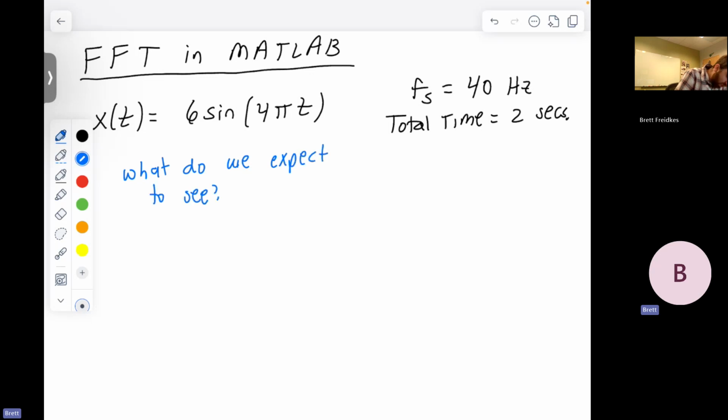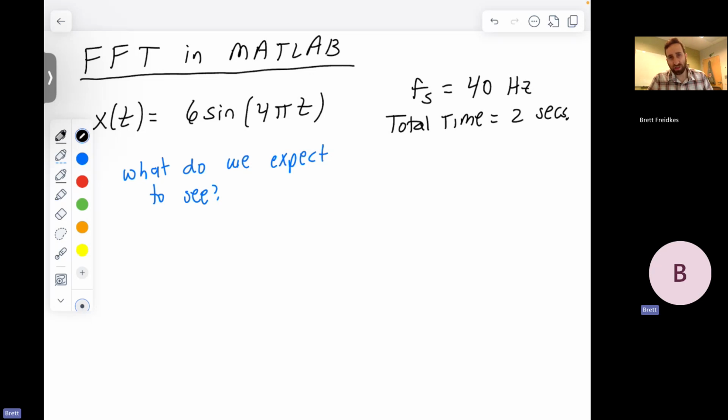And in many cases, you don't know what this x of t is. Maybe you have an idea about it, and that can confirm that you're correct. But in some cases, if you're measuring something of an unknown environment, you may not know what frequencies are present. But in this example, I'm giving you what we're measuring, so we know what frequencies are present. So what do we expect to see?